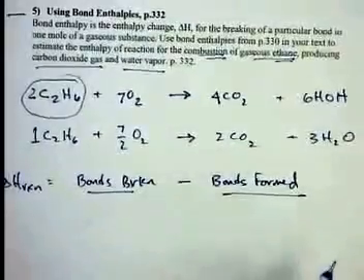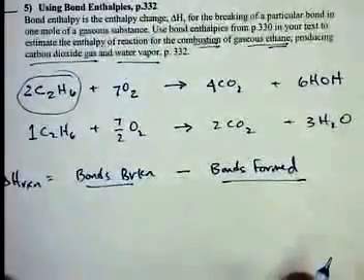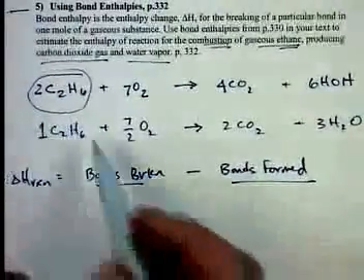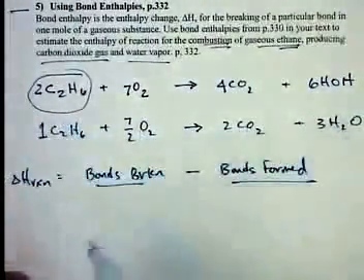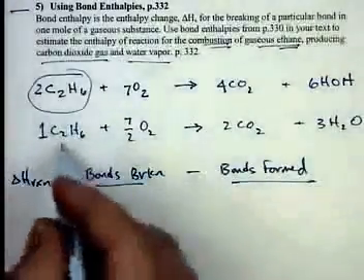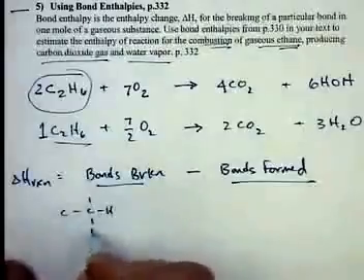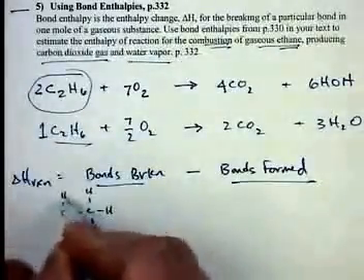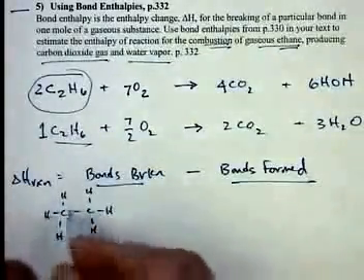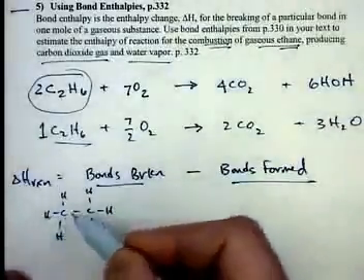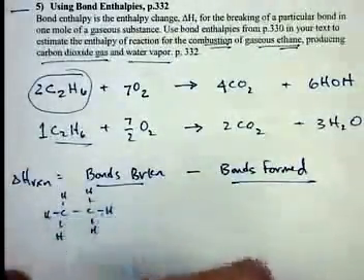To know what kind of bonds there are, you usually have to end up drawing the Lewis dot diagrams for these substances. So let's go through and do that really quick. C2H6 will look like this. Notice it has a carbon-carbon single bond, and it also has 6 carbon-hydrogen bonds.